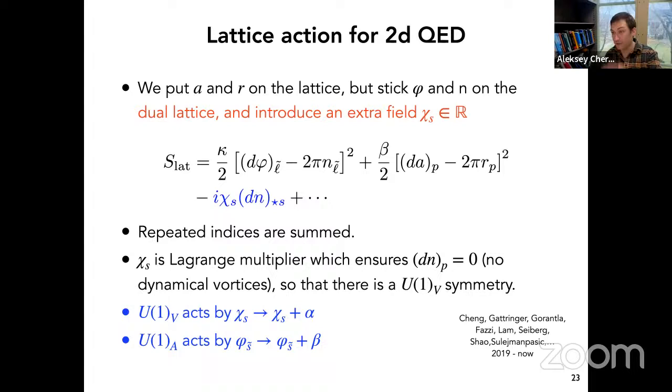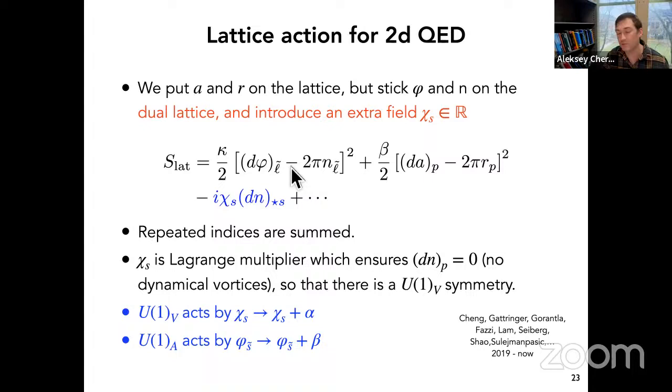But it turns out it's really convenient to put the compact scalar that we had in the continuum on the dual lattice. So you'll see why in a second. So here is part of the action, not all of it. I'm going to write the rest of it in a moment. So here is the compact boson. It's living on the dual lattice. It has some parameter kappa, which I'll talk about soon. It's just something you have to choose on the lattice to get the right continuum limit.